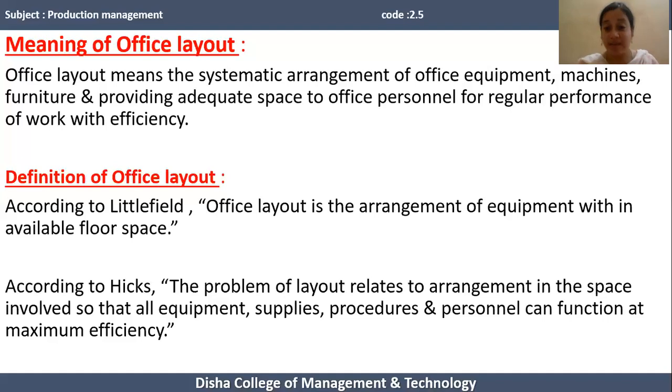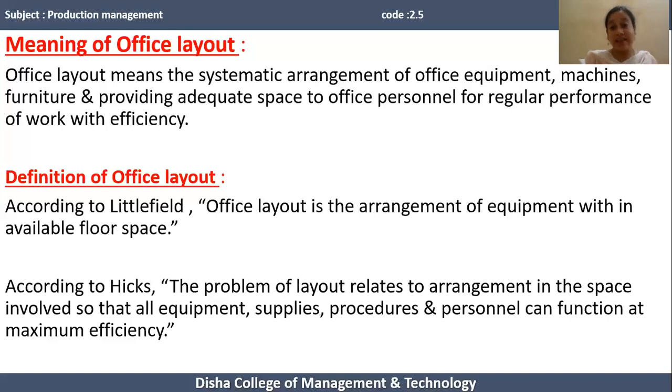He also said the same thing, that office layout means arranging everything which is required in an office, so that the office personnel, the employees of the organization, can work in the most effective manner, and they can use all their energies without wasting time, and the efficiency of the person is also improved if there is a proper layout of the office.